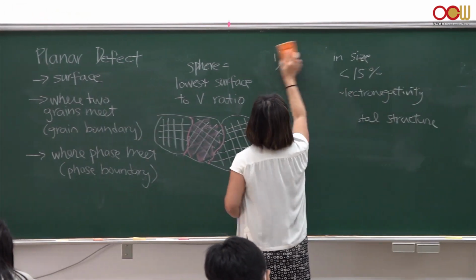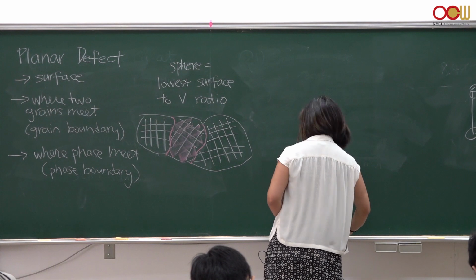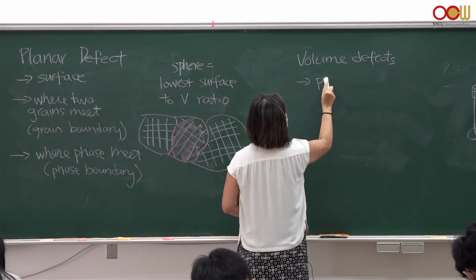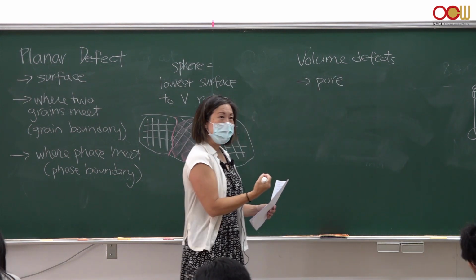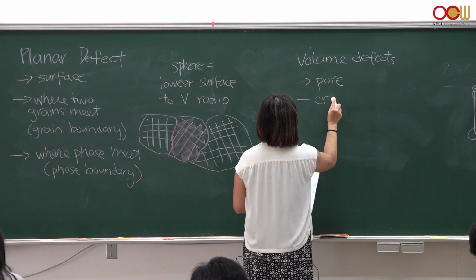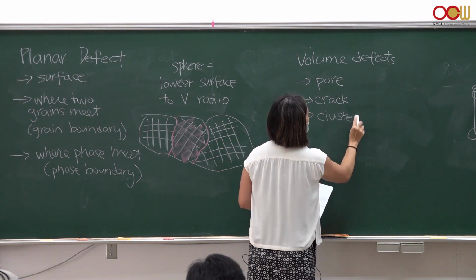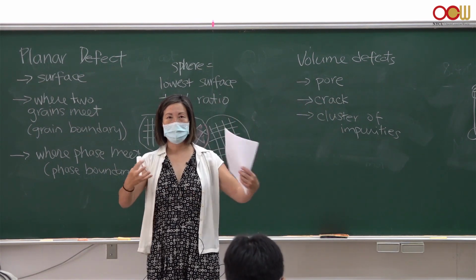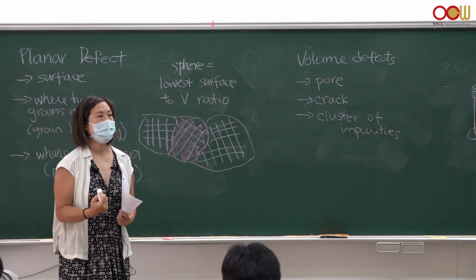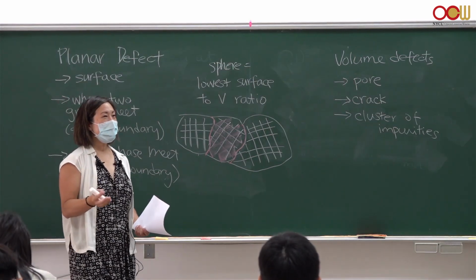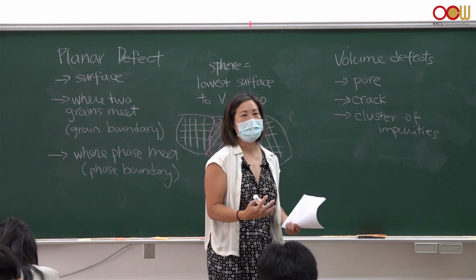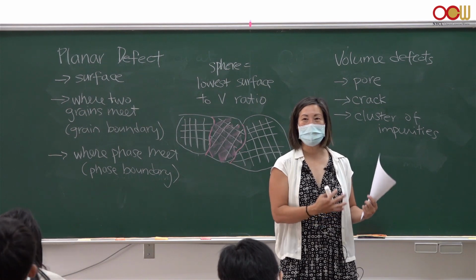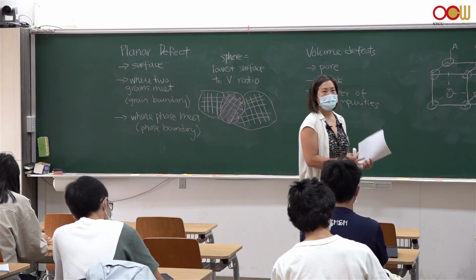So lastly, you have volume defects. Volume defects, as you can guess, are just three-dimensional defects. Those can be a pore, a hole inside the material, a crack, or a cluster of impurities, where the impurities are not forming a solid solution but a little cluster of them embedded within your crystal structure. The main thing to remember about all of these kinds of defects is that they create areas of higher energy. We can take advantage of that and manipulate it to change our material properties.